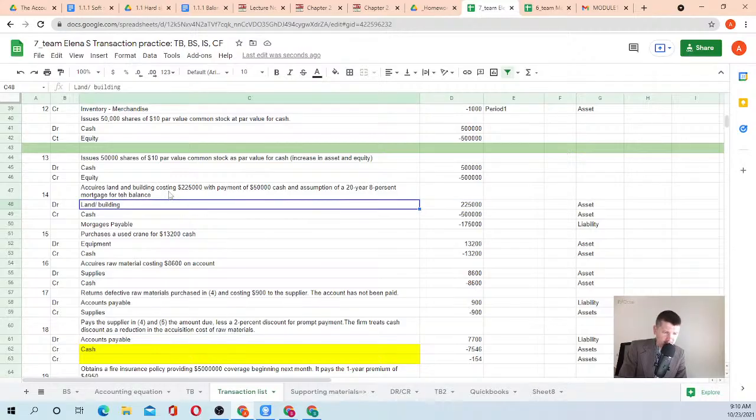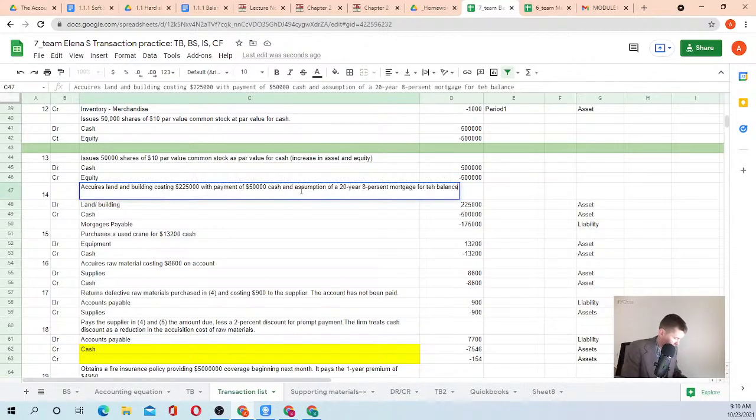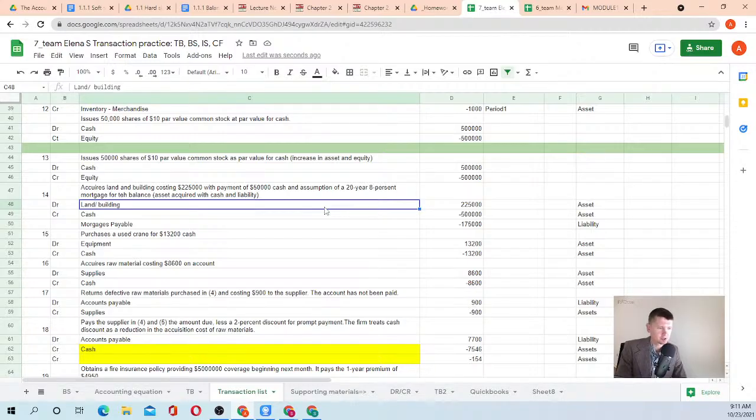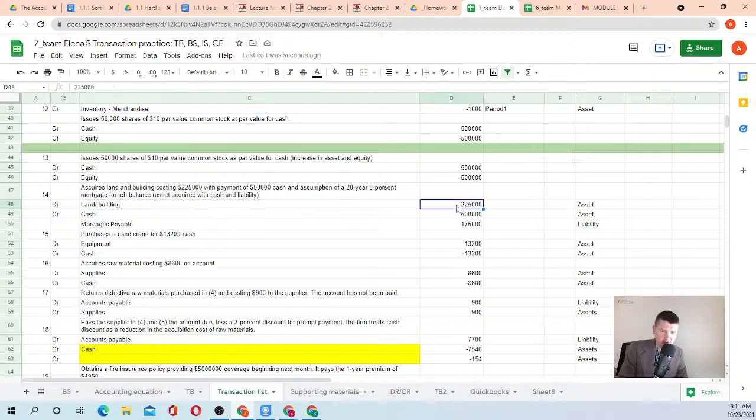So this is an asset acquired with cash and liability. So that is right. Land building, it's an asset, 225,000. Ideally, we would separate land and buildings into two separate accounts because land is not depreciated, building is depreciated. But for the purposes of that task, we can keep it that way.